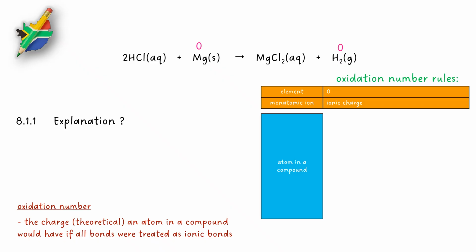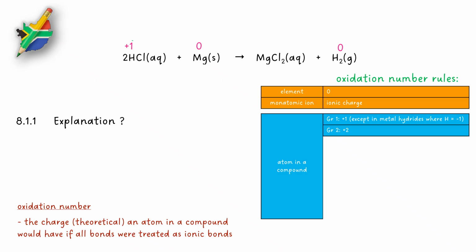Then atoms in a compound, whether the compound is covalent or ionic, have the following oxidation numbers. +1 for the group 1 elements. So hydrogen in hydrochloric acid is +1. Group 2 elements have a +2 oxidation number. So magnesium in magnesium chloride is +2.